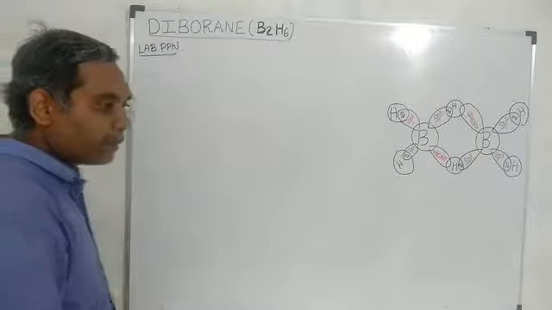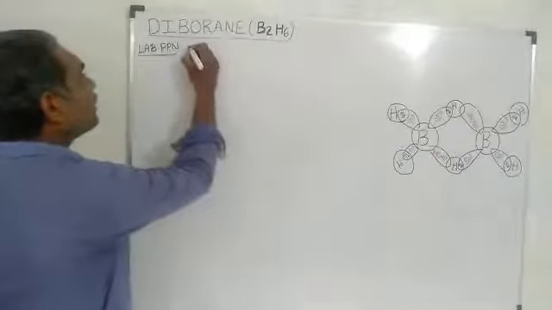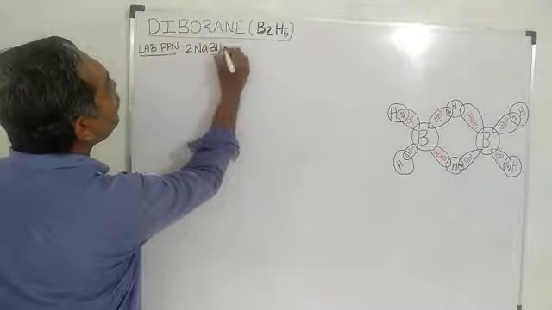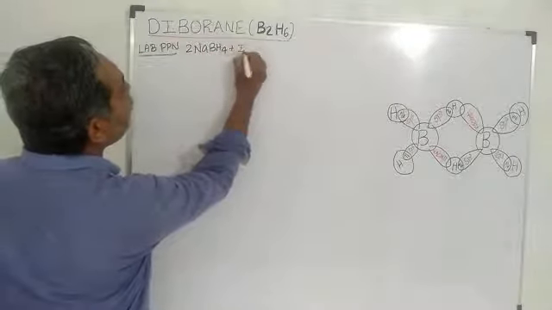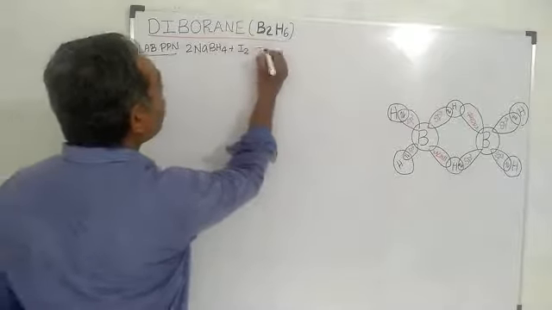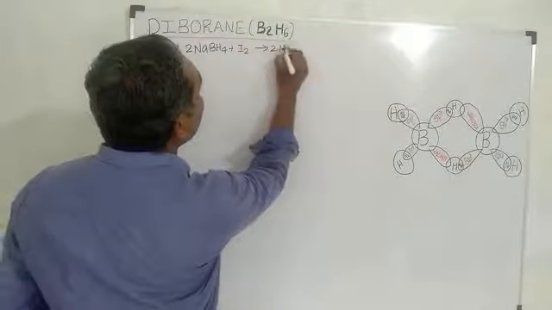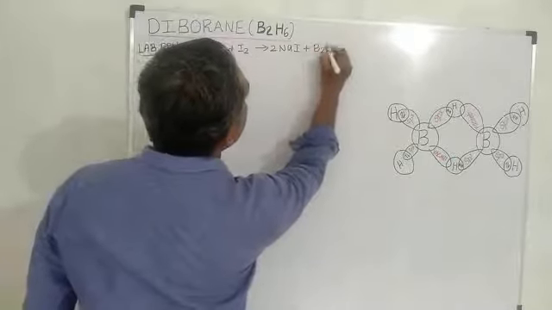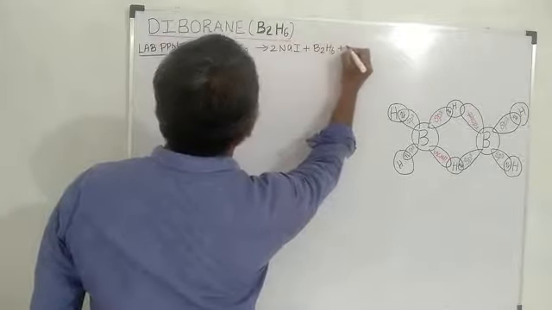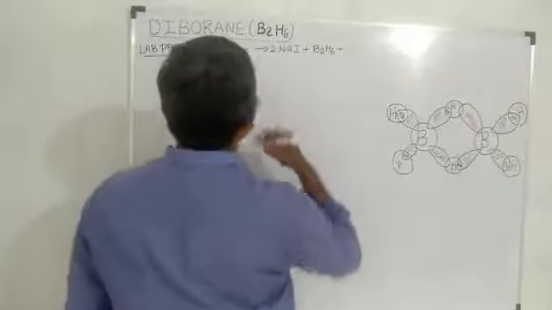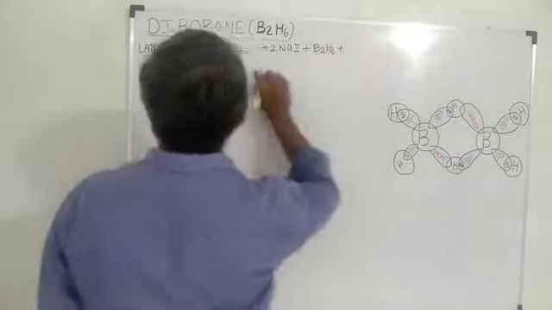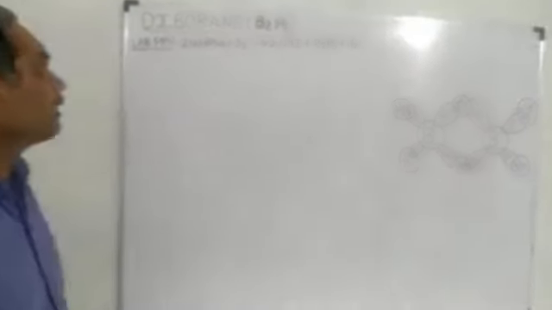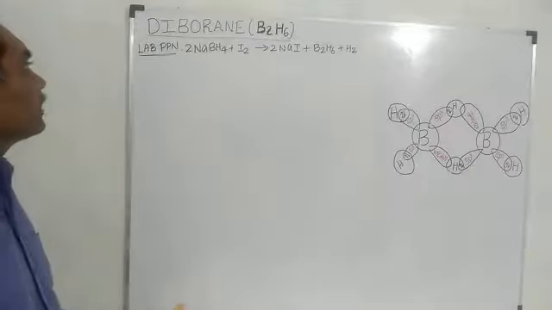First, the lab preparation. Sodium borohydride, NaBH4, reacts with iodine, and we get 2NaI plus B2H6 (diborane) plus H2. So this is the preparation of diborane, which is an oxidation reaction.